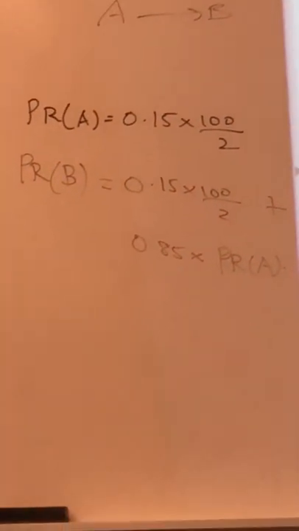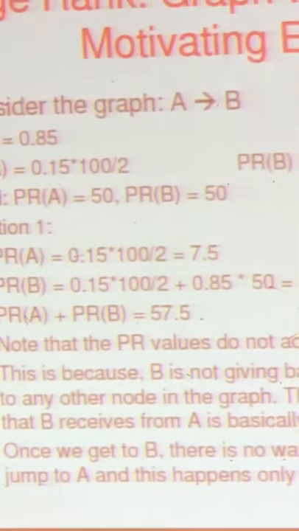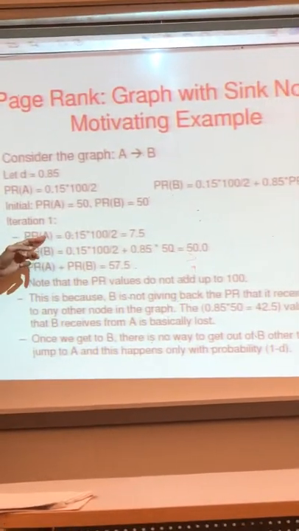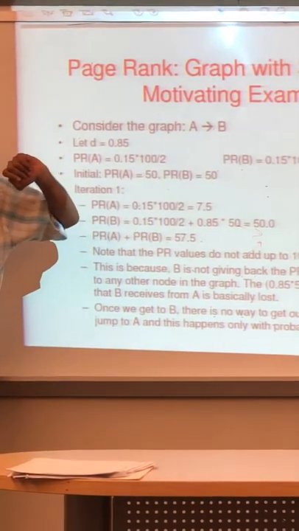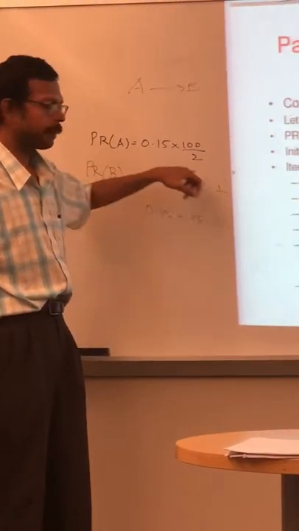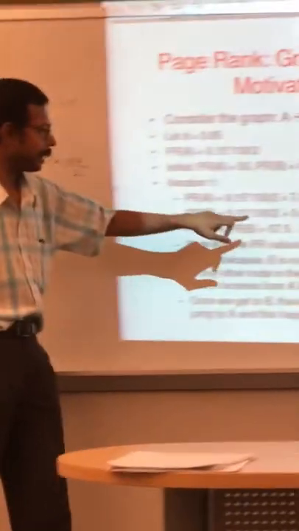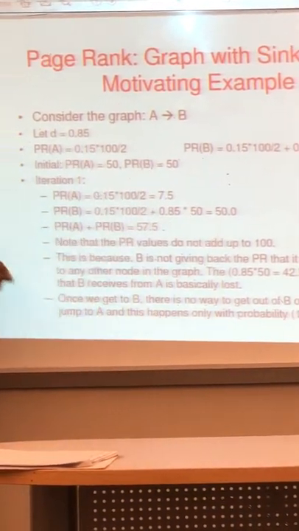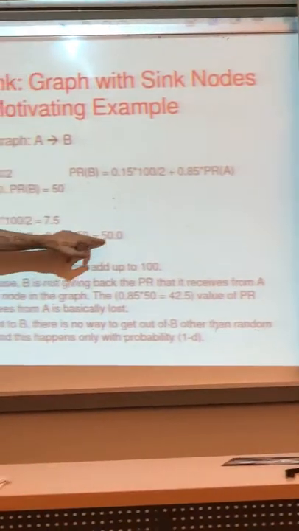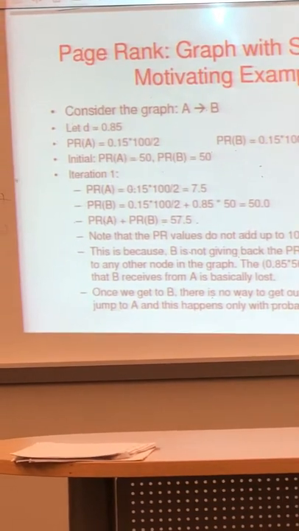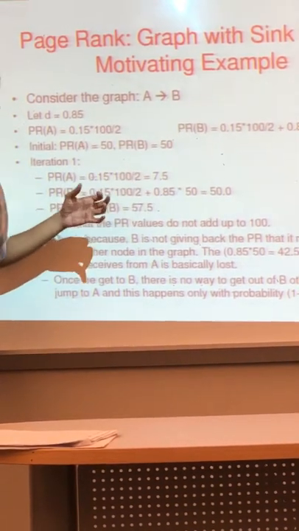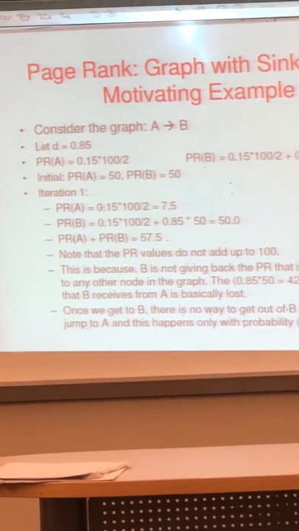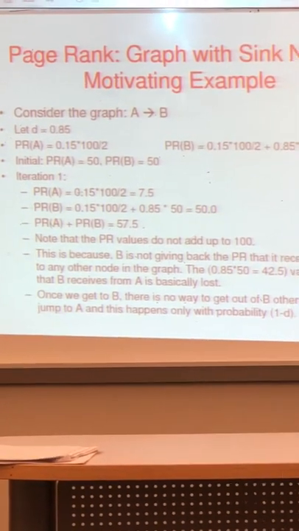So if you decide to now go through the iterations, the initial PageRank values for A and B are 50 each. There are 2 vertices, so 100 over 2 is 50. So after the first iteration, the PageRank of A is going to be just this value, 0.15 times 100 divided by 2, which is 7.5. Then for B is that 7.5, the first term, plus 0.85 times the previous iteration value for the PageRank of A, which is 50. So you get 50 again for the PageRank of B. So if you sum these 2 PageRank values, 7.5 for A and 50 for B, you get only 57.5. So what did I say? The sum of all the PageRank values should be 100, right? So it doesn't add up to 100.